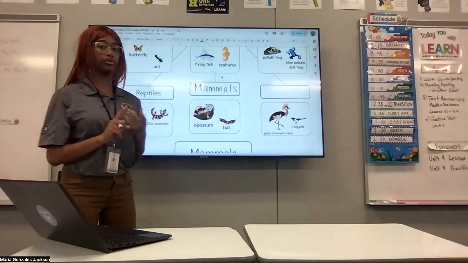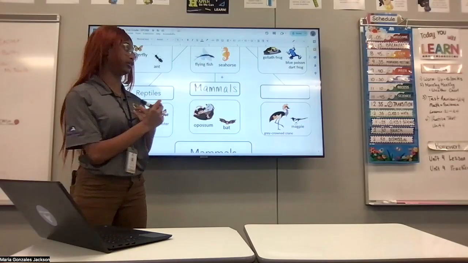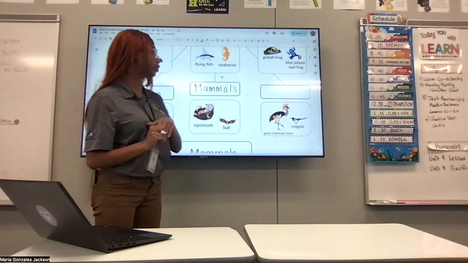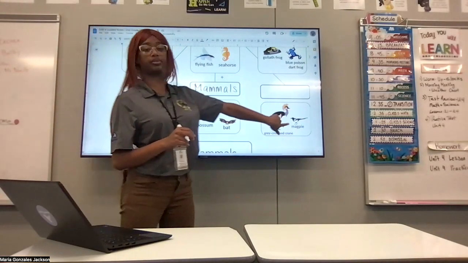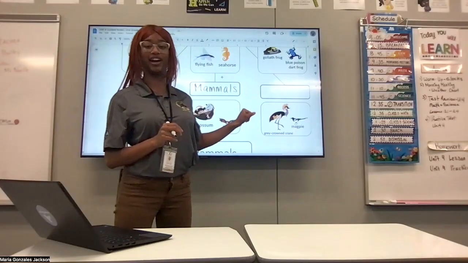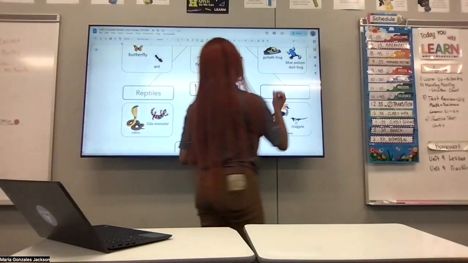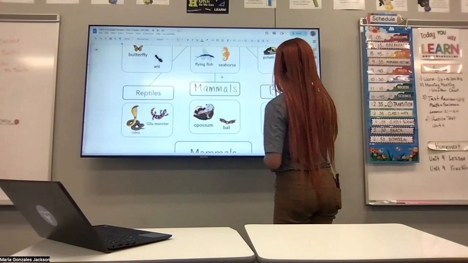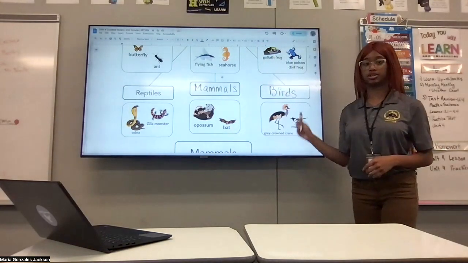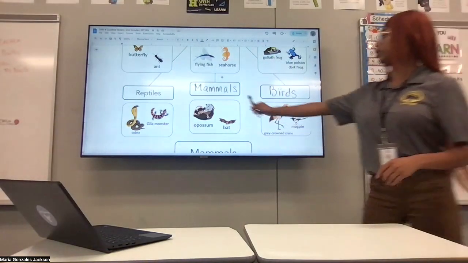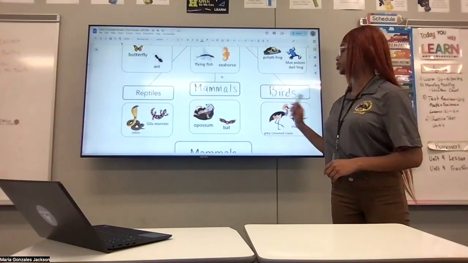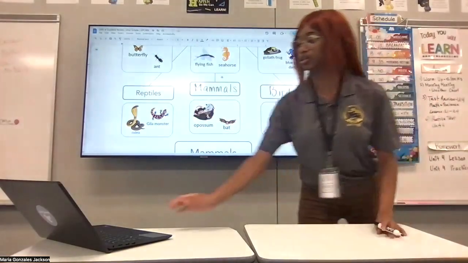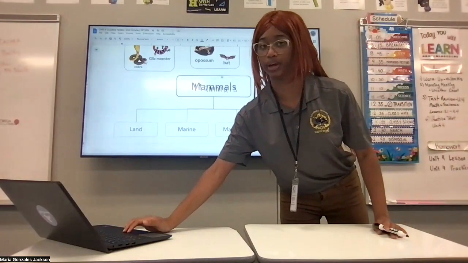And next we have a gray-crowned crane and a magpie. Now let's think, those two animals both have feathers. They have beaks instead of mouths. And these animals can both fly. That's right, they are birds. B-I-R-D-S for birds. So that's what you should have in those two blanks right there. The first one are mammals, the next ones are birds. So let's scroll down and see what we have there.